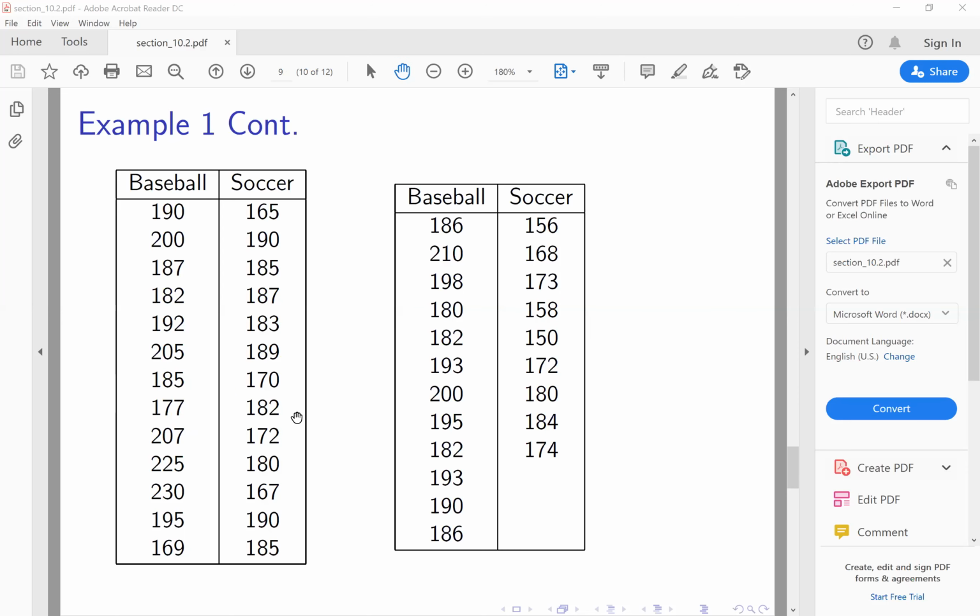So here's the data, and I've already input it in Excel. I'm going to show you how to do a two-sample t-test using Excel. It's going to be basically the same way we did a paired t-test, but there's going to be a different box that we check.